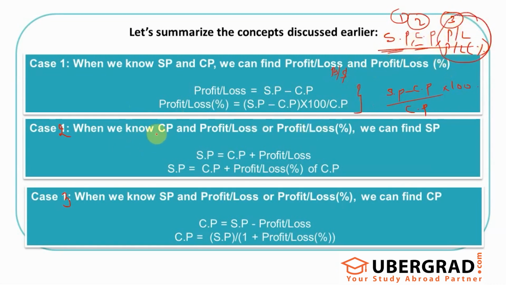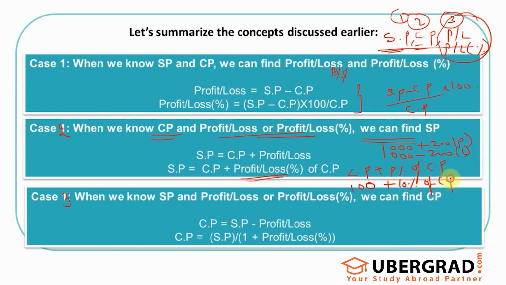It can happen that I give you the cost price, I tell you that he sold at a profit or loss of some percentage, and ask you what the selling price is. So selling price is cost price plus the profit or loss. If the loss is 200 and cost price is 1000, it will become 1000 minus 200. If I made a profit, it will become 1000 plus 200. That's how the signs would be. If it's in percentage, I have to do cost price plus percentage of cost price.